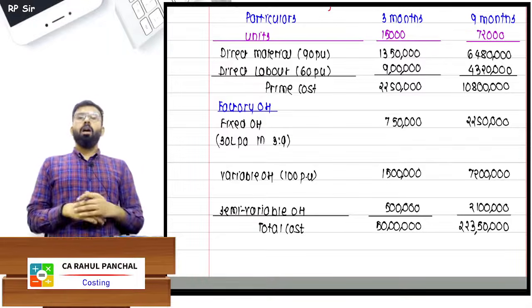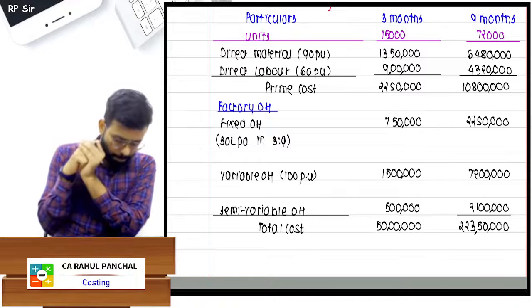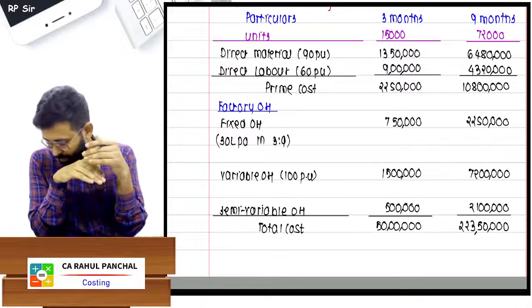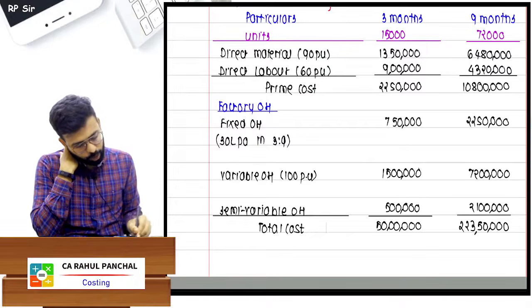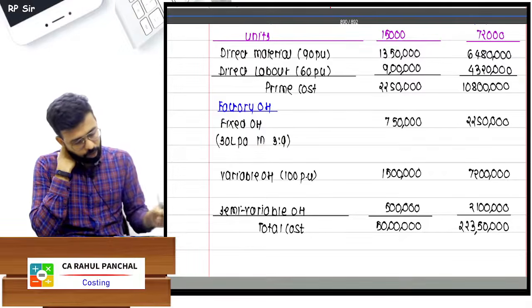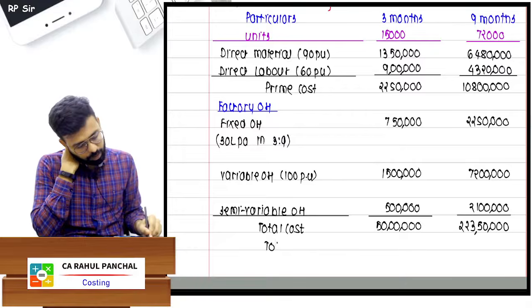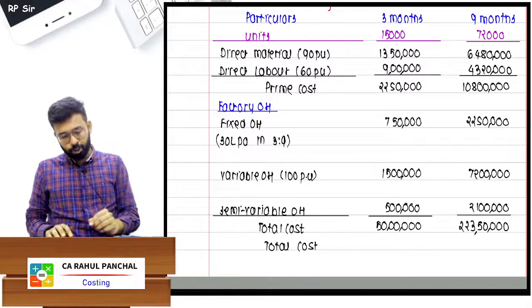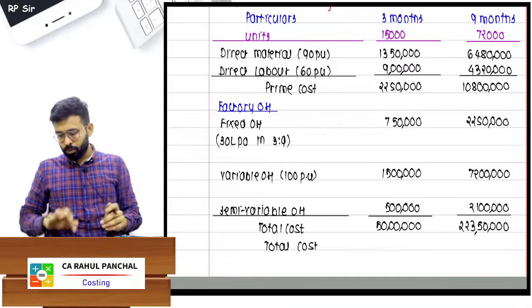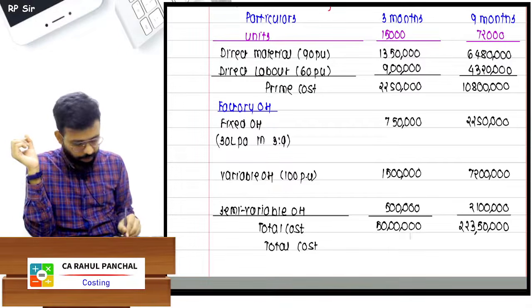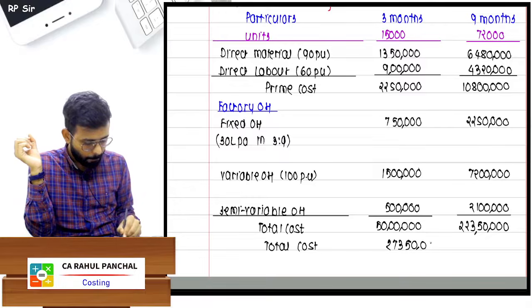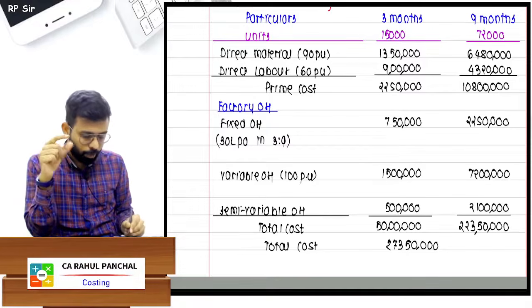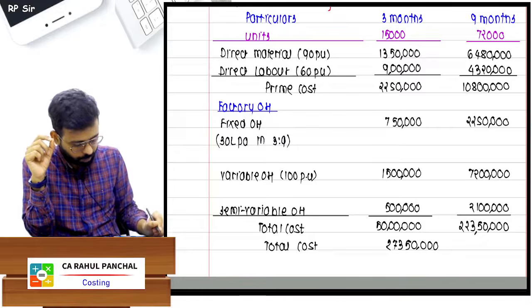Okay, now you can just take the total and you can have your total cost. This is the total cost month wise of the company. If you want to know the total cost of the company, it will be the addition of these two, which is 2 crore 73 lakh 50,000, the addition of the above two costs.